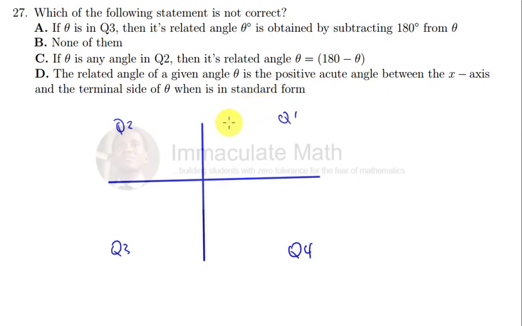Okay, so you can actually understand your related angle in the sense that suppose you have an angle in the second quadrant. Let's say this is your theta, your standard angle. Your related angle is the angle between the terminal side of your standard angle and the x-axis. So this is your x-axis, right? This is your related angle, let's call it phi.